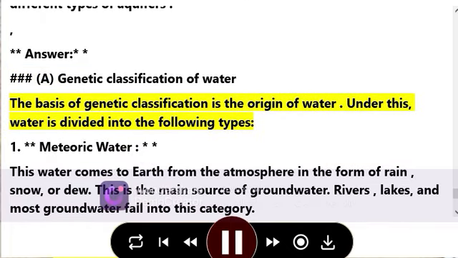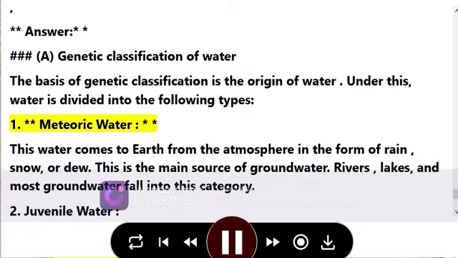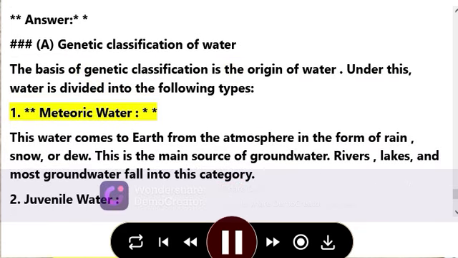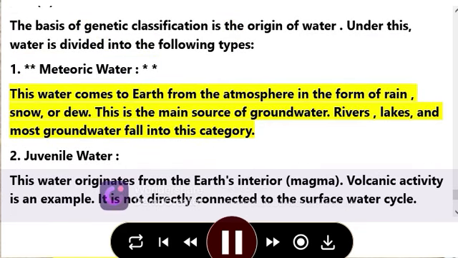Question. Briefly explain the genetic classification of water. Also, comment on the different types of aquifers. Answer. A. Genetic classification of water. The basis of genetic classification is the origin of water. Under this, water is divided into the following types.